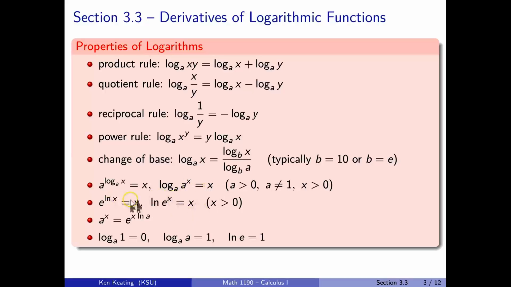Same thing with the e functions, the e bases. E to the ln x is just x, and ln of e to the x is just x. And if I take log base a of a, the answer is 1, and ln of e, the answer is 1. Kind of special cases of these properties. Again, things that will help us simplify some expressions later. Good things to keep in mind. The most important things on here are the product, quotient, and power rules.